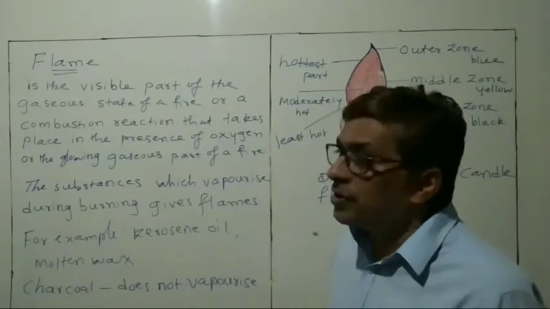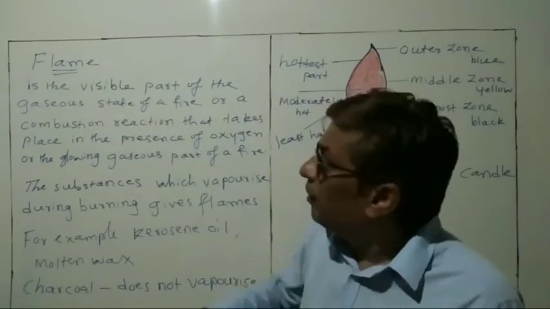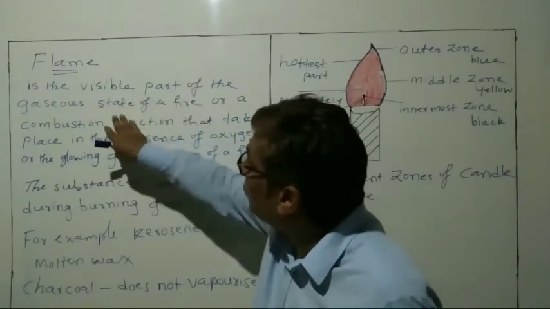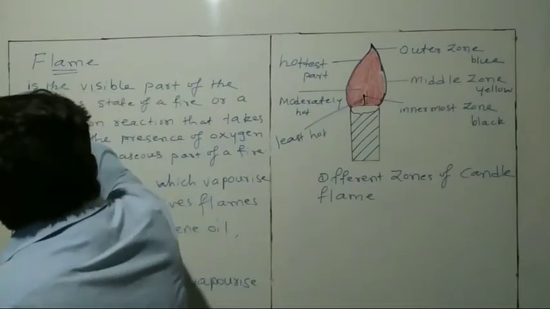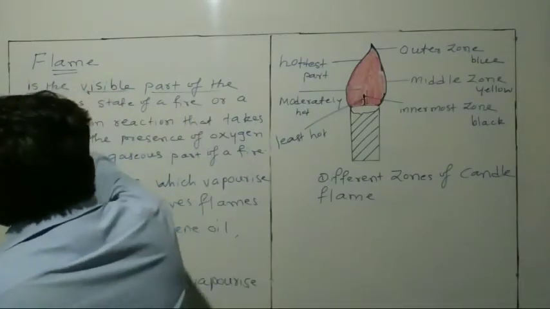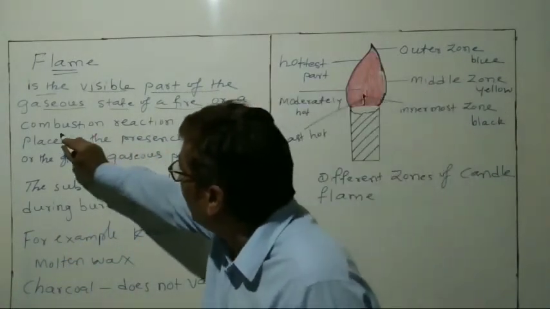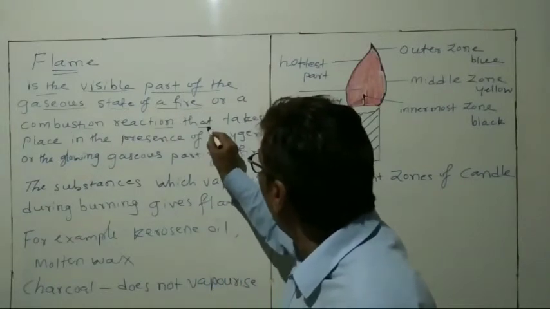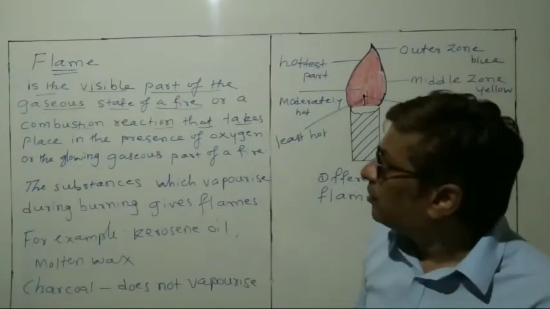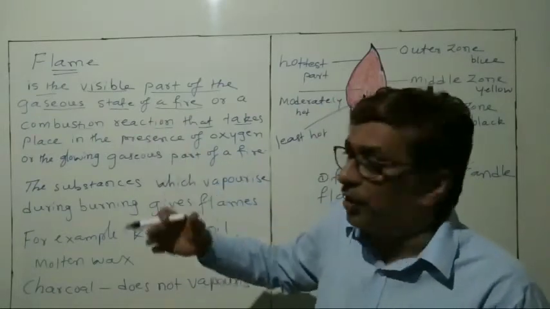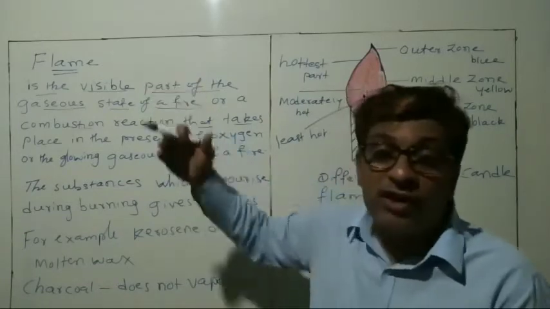Okay, dear students, now we will discuss flame. So what is flame? Flame is the visible part of the gaseous state of a fire, or a combustion reaction that takes place in the presence of oxygen. Combustion means the process of burning, that takes place in the presence of oxygen. So this is called a flame.